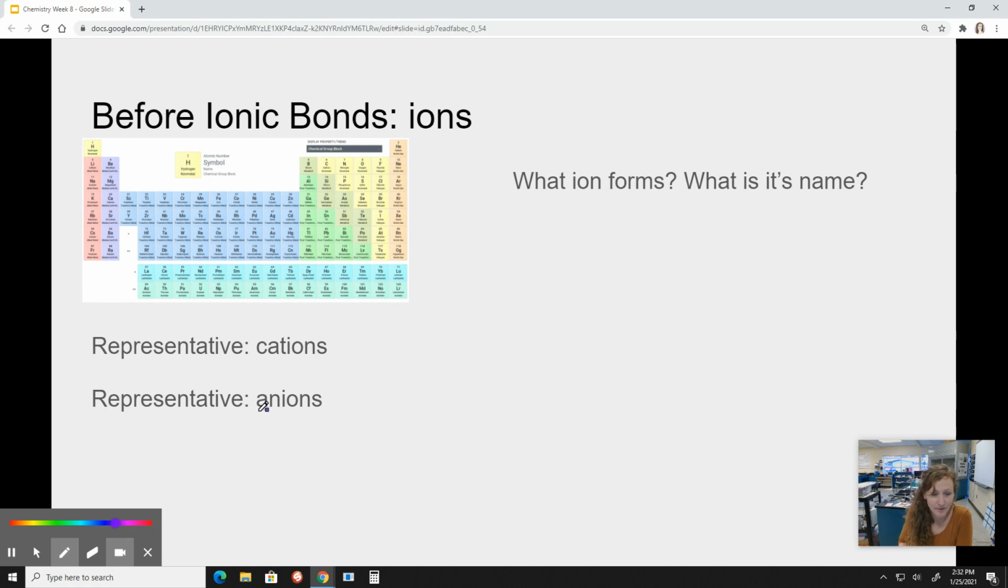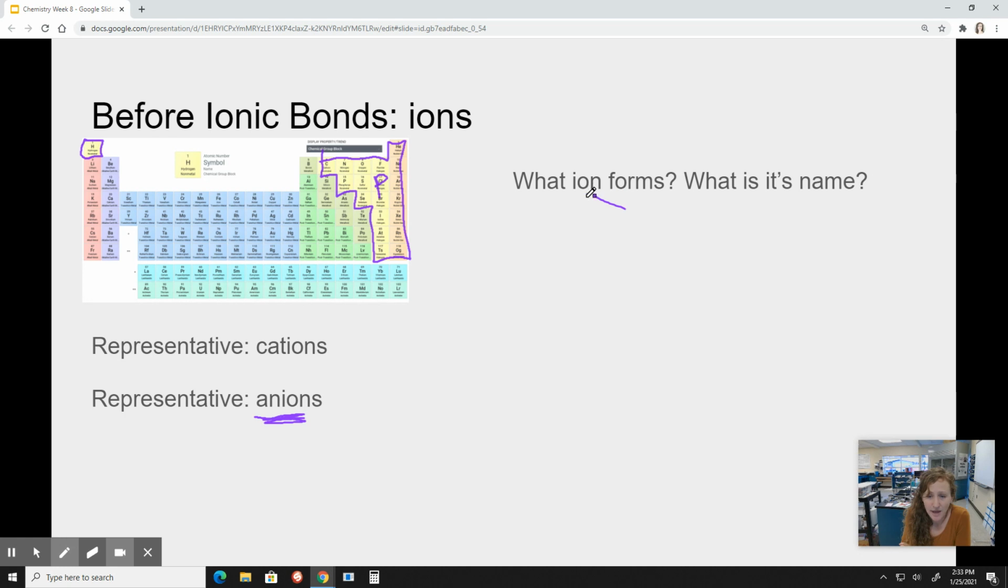All right, now let's talk about the representative anions. So anions are formed by nonmetals. So that's going to be this section of the periodic table. And the representative nonmetals are those, that's our P block, right? Plus hydrogen. Don't forget about hydrogen. Hydrogen is a nonmetal.